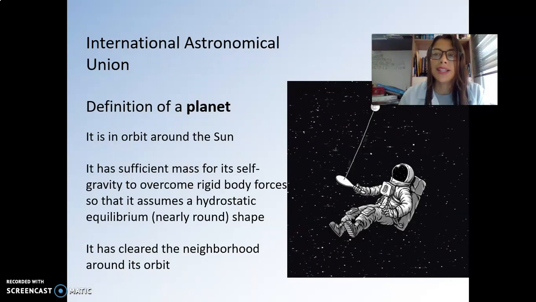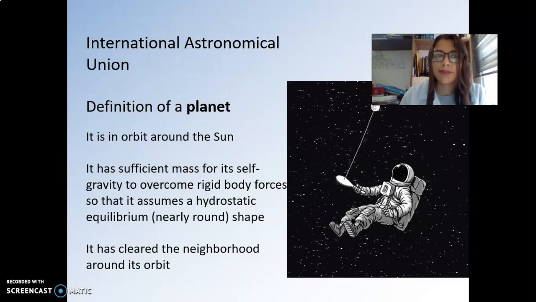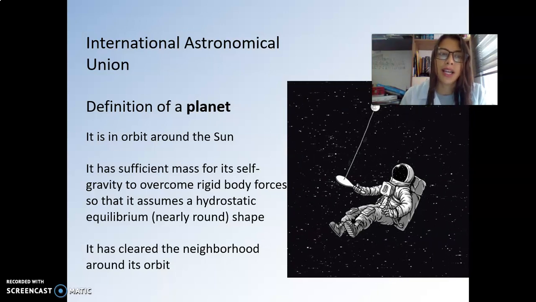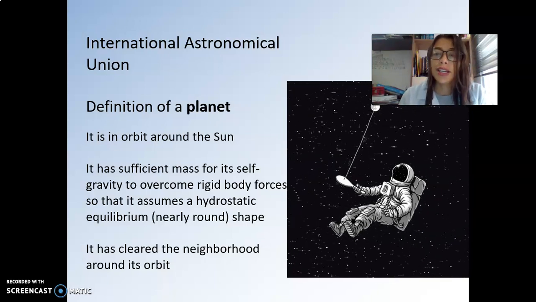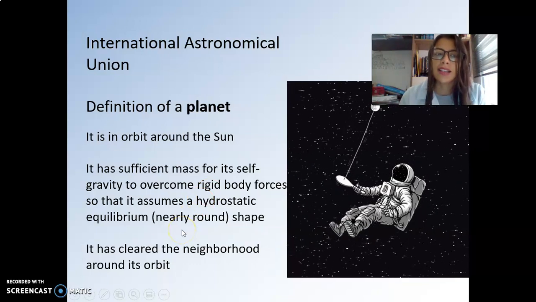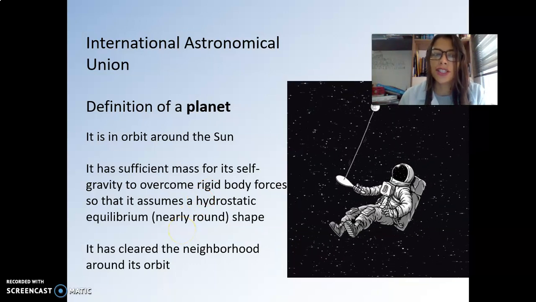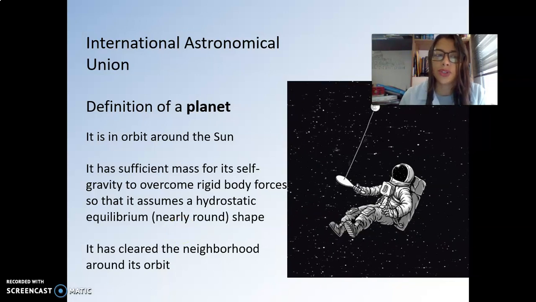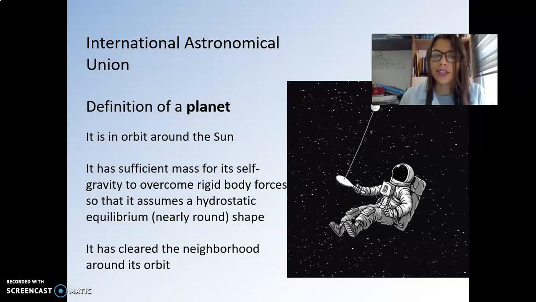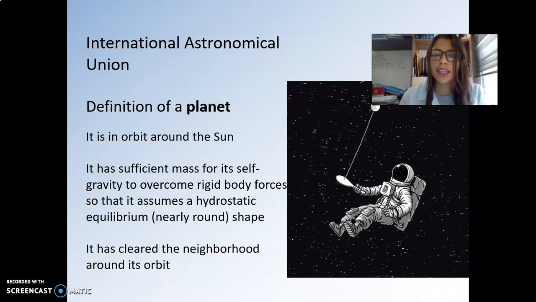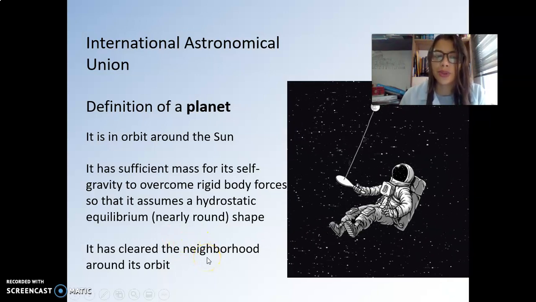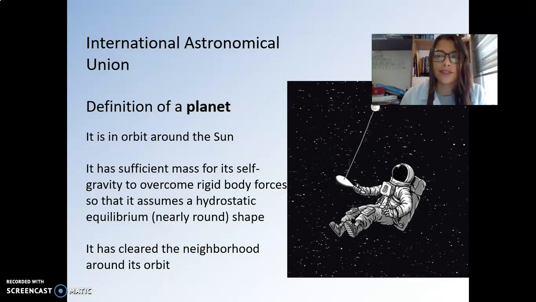But what is the real concept of planet? The International Astronomical Union defines a planet. It is in an orbit around the sun. It has sufficient mass for its self-gravity to overcome rigid body force, so that it assumes a hydrostatic equilibrium shape. It has cleared the neighborhood around its orbit.